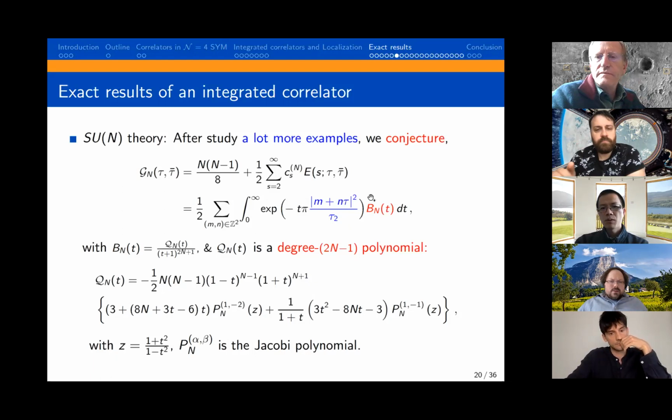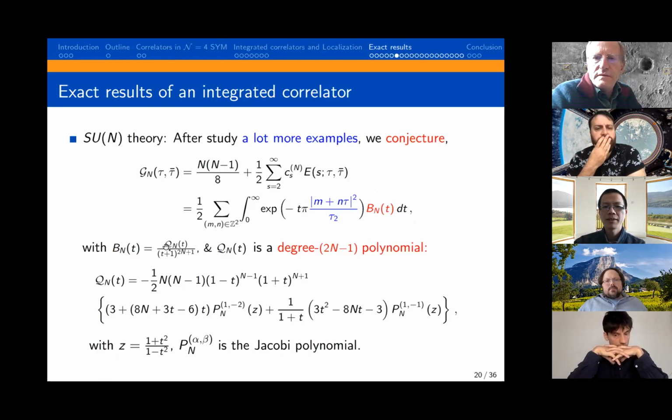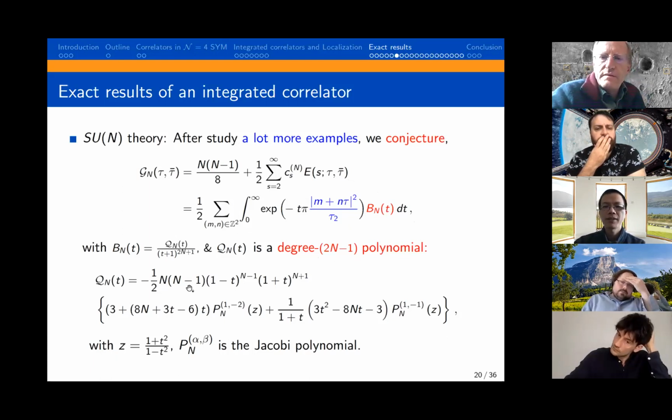By studying a lot of examples, we found some kind of pattern. Eventually, we conjecture that for arbitrary n, this object can be written in this form, where all the dynamical parts, in some sense, are given by this object we call B_n. B_n takes this form: there's a numerator which is a polynomial, and the polynomial takes this form.